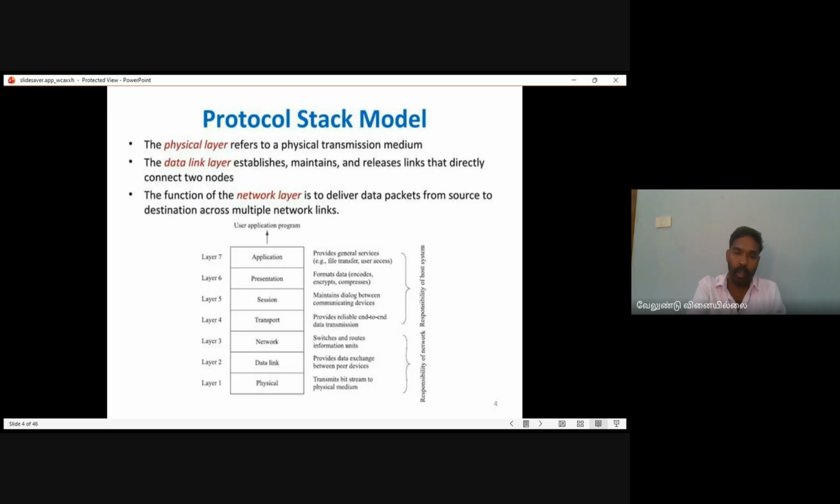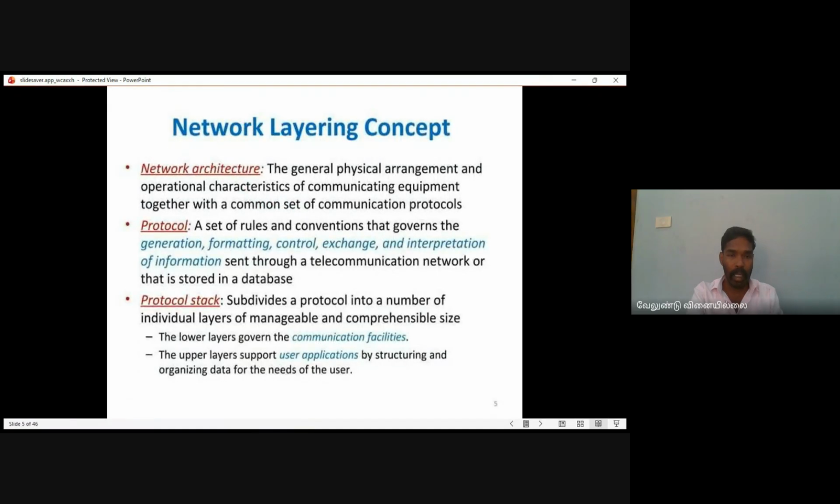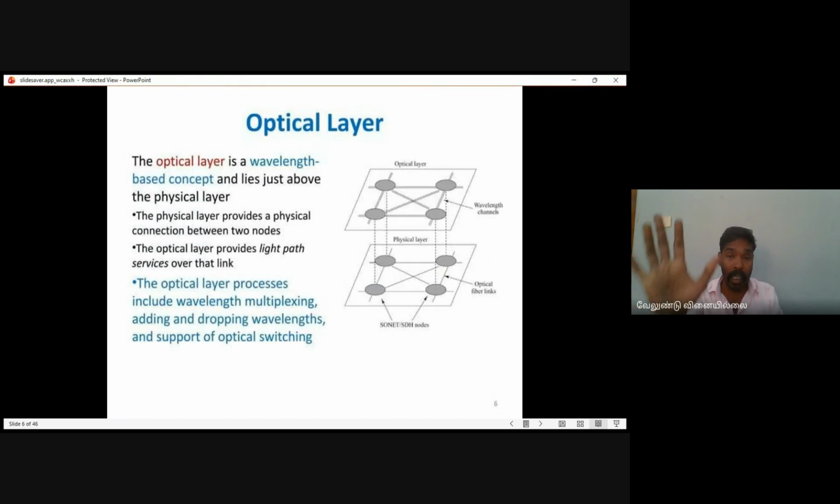Already we know this, since we studied it in a networking course, so I don't want to go into it. My concentration is only on optical networks, so I just skip over this. Network layer concept, network architecture, protocol stack. Could you see my present slide is going on? Yeah, thank you. Network architecture, protocol, and other things are also available. This we already know. Optically, this is the exact point we want to connect. The previous one is a general network, but now we are moving to optical network.